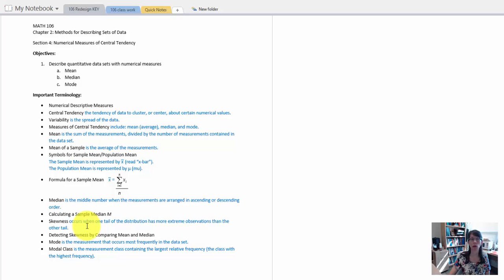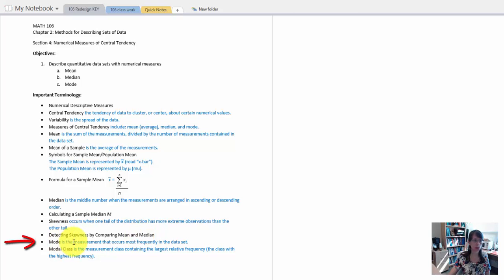In contrast, if you have one measurement much larger than the rest of the data measurements, the tail of your mound shape now is going to be dragged out to the right towards the larger values, and therefore you will see a longer tail on the right, and that means skewed right. Detecting skewness by comparing mean and median, we will compare the mean to the median to decide whether skewness is to the left, to the right, or if we have a symmetrical mound.